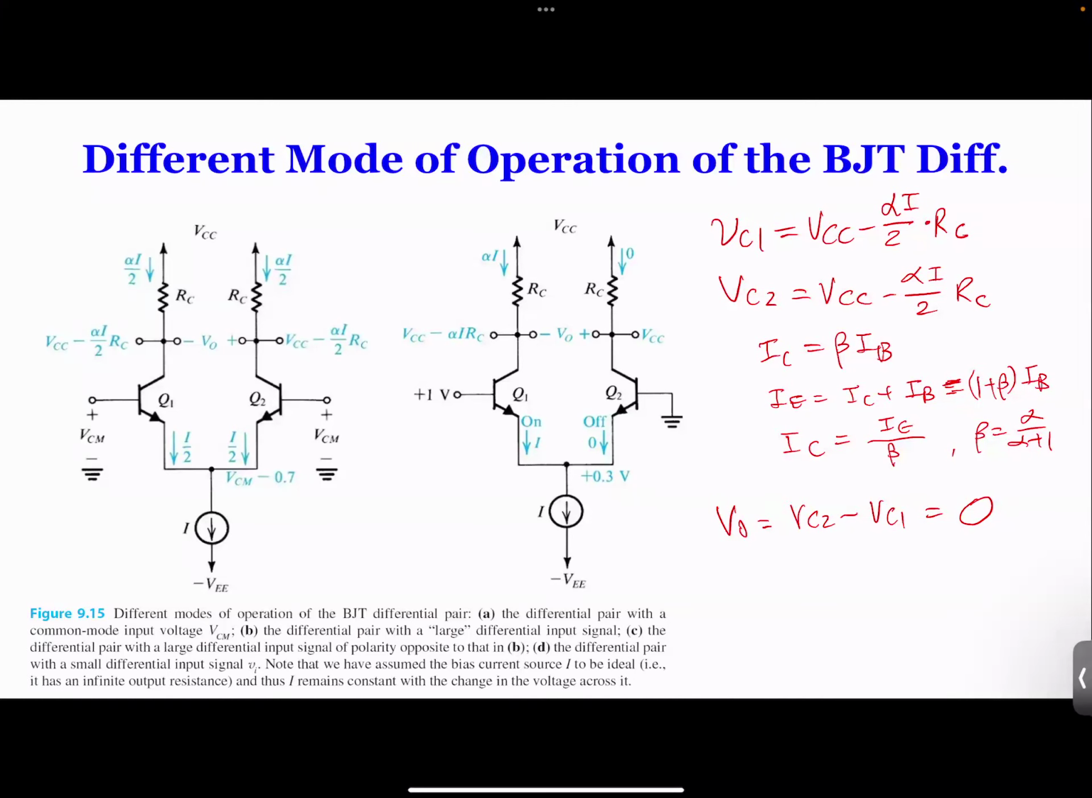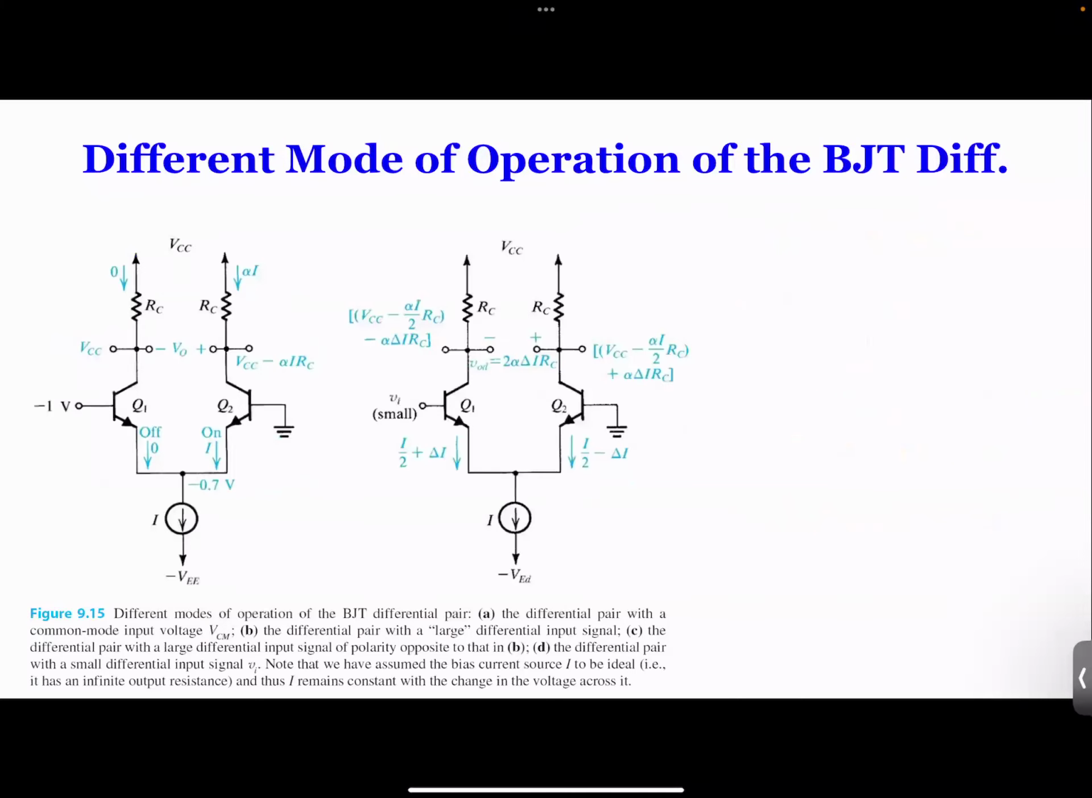But if these two are not the same, it's not going to be I over 2, and then VC1 and VC2 are going to be different. Because VCC is the same, alpha is the same, RC is the same, but I is different for each one. Therefore, this VO will not be 0. So that's why the next step is a differential amplifier. We're going to get to that point.